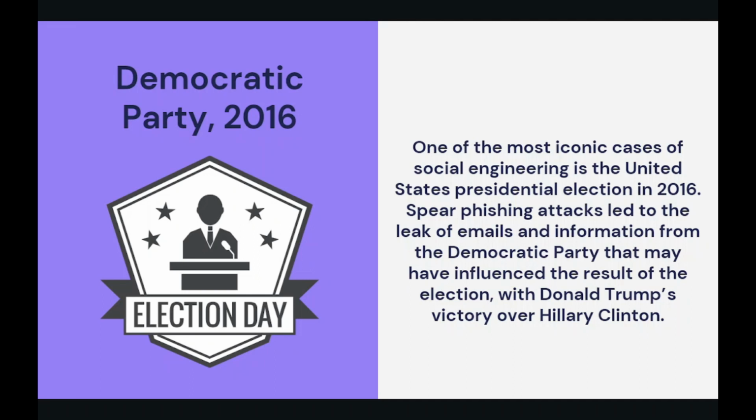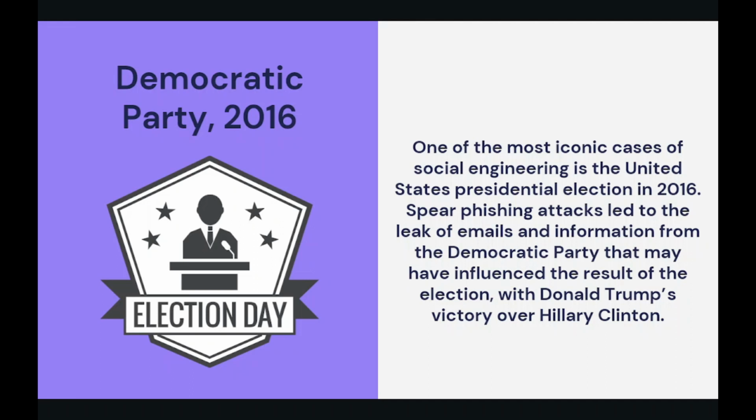The leaked information included private emails from high-ranking members of the Democratic Party, which were published by WikiLeaks. The contents of the emails were damaging to the party's image and may have influenced the outcome of the election, which saw Donald Trump defeat Hillary Clinton to become the next president of the United States.